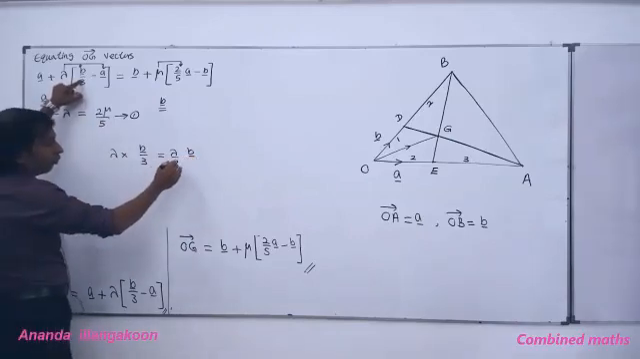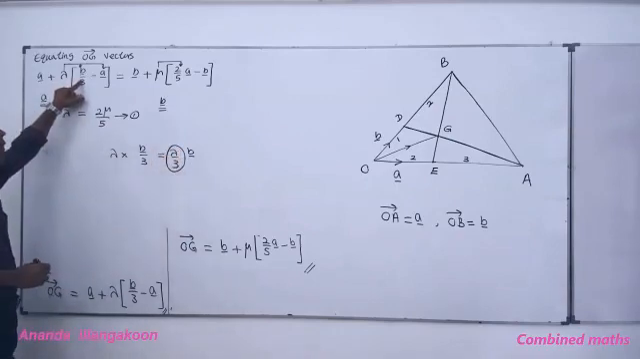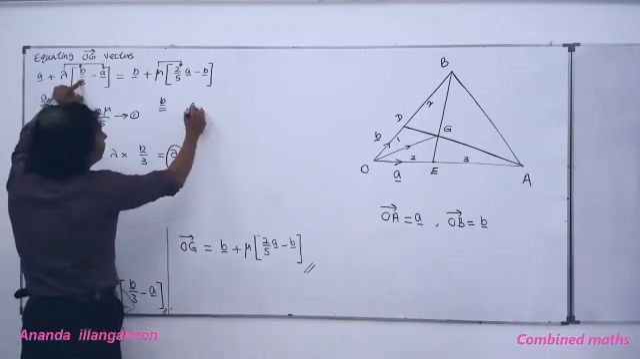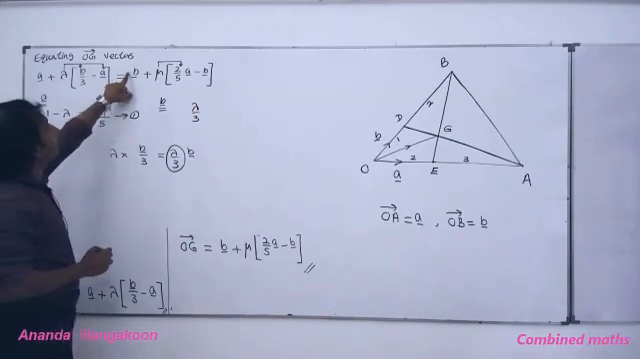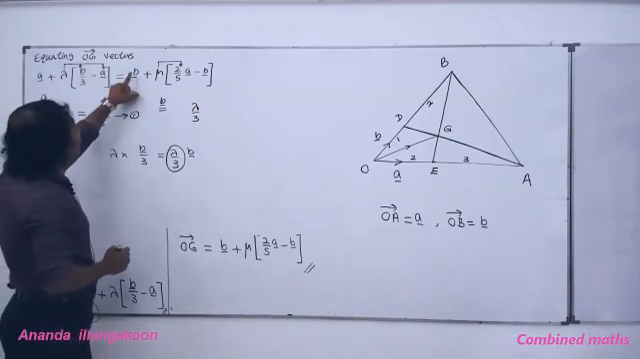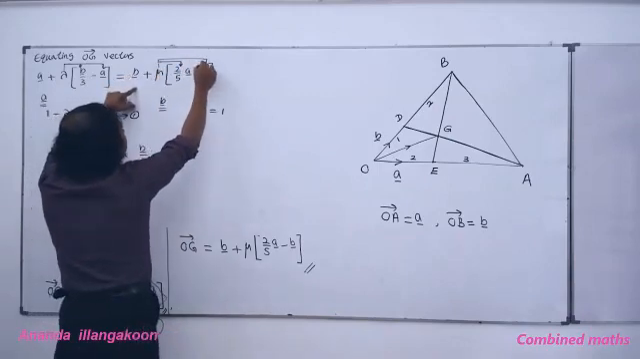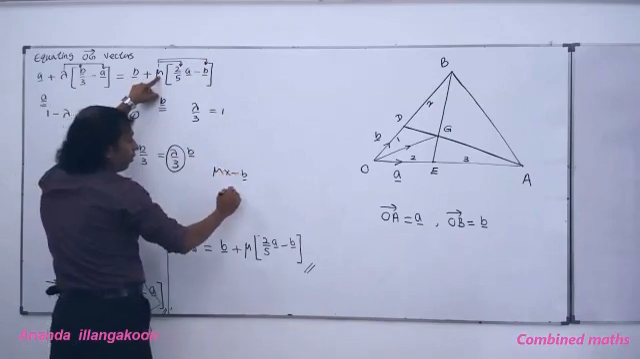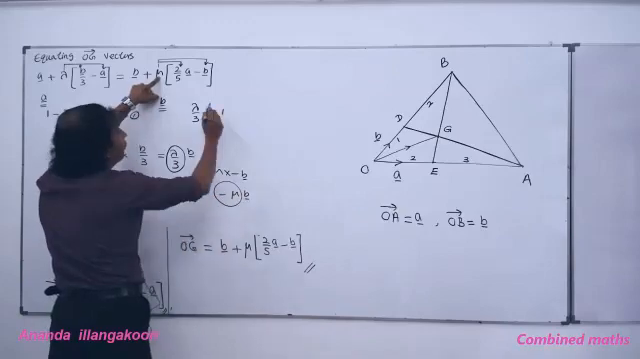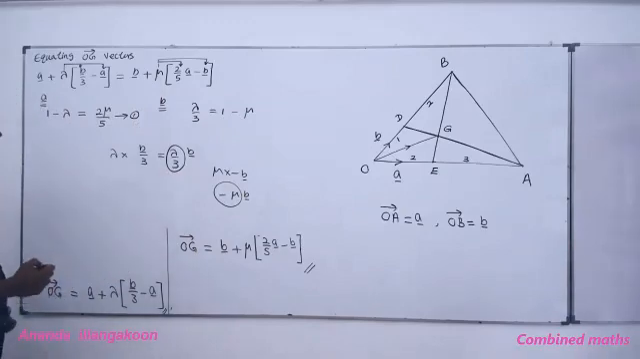Then the coefficient of vector b is equal to lambda by 3. On the right hand side, here 1 b means 1, we know, but it is mu into minus b. Mu into minus b means minus mu b. The coefficient is minus mu. That's all. Okay.